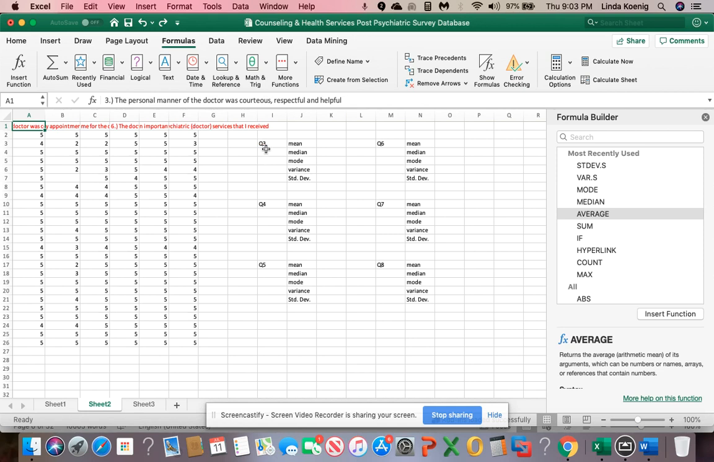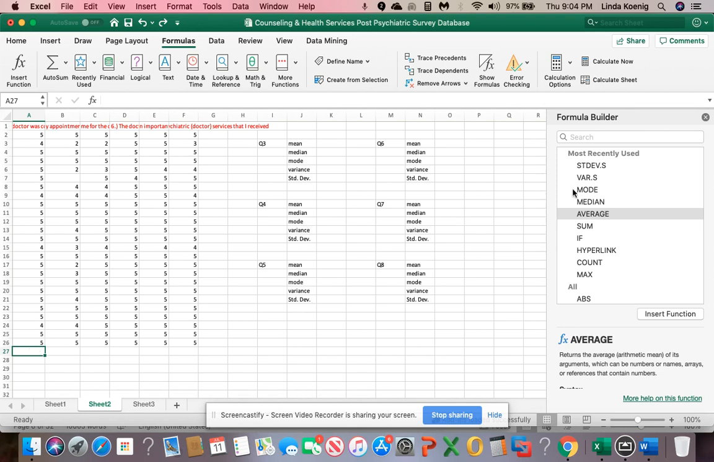So this is question number 3. And then here's what I'm supposed to find. So I'm going to do a couple of these to demonstrate what it is that you're supposed to do, and hopefully that will clarify some. So let's look first at question number 3, which is now column A. And that question is, the personal manner of the doctor was courteous, respectful, and helpful. So we want to find the mean or the statistical average for that. So let's go down here.